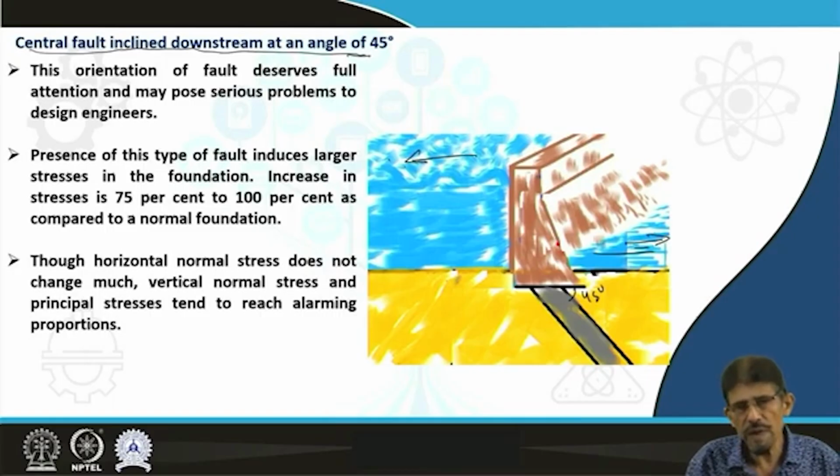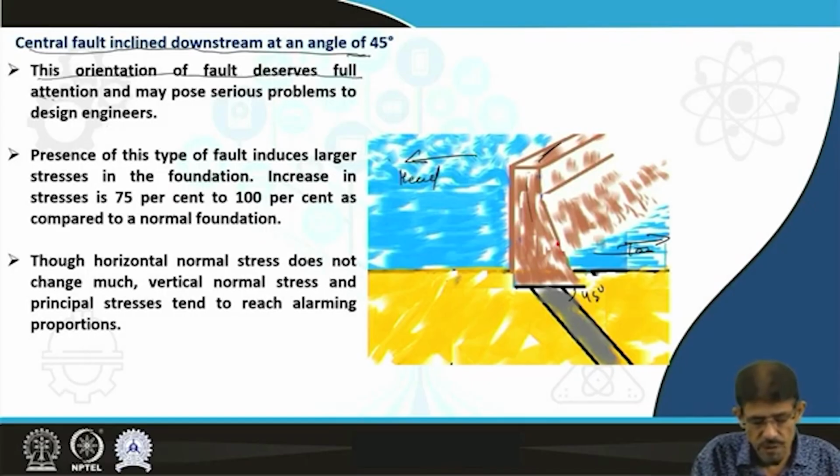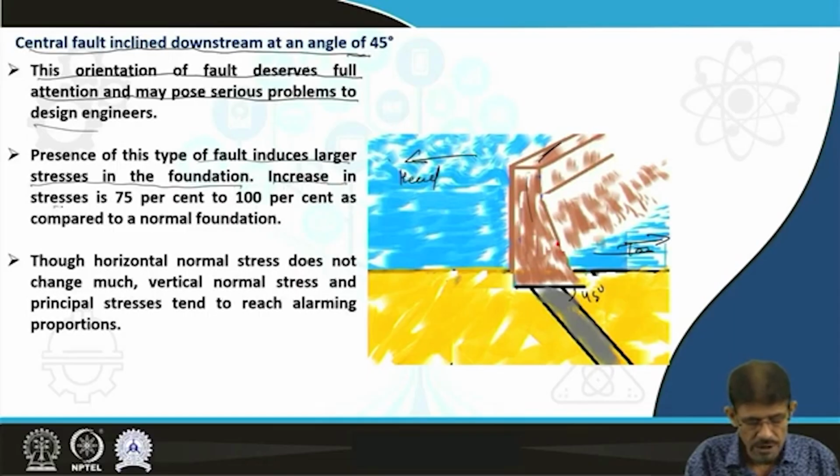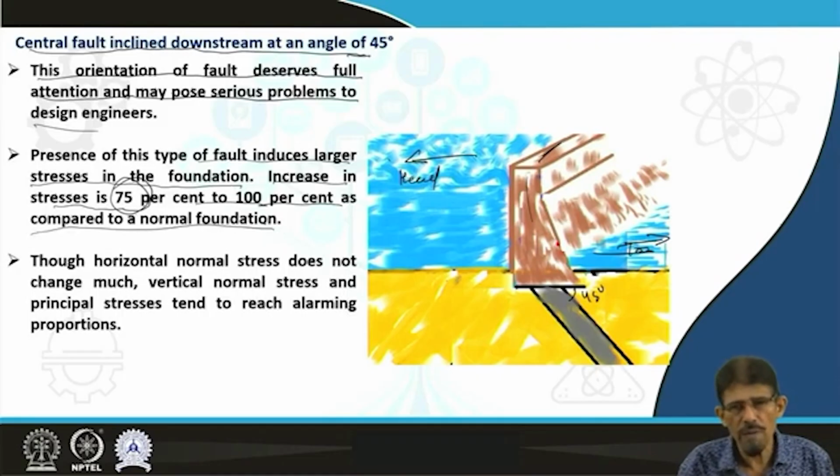This region we have already discussed: headwater region, this is the tailwater region, this is the crest, and this is the body. So this orientation of fault deserves full attention and may pose serious problems to design engineers or the stability of the dam. The presence of this type of fault induces large stresses in the foundation. An increase in stresses is about 75% to 100% as compared to the normal foundation.